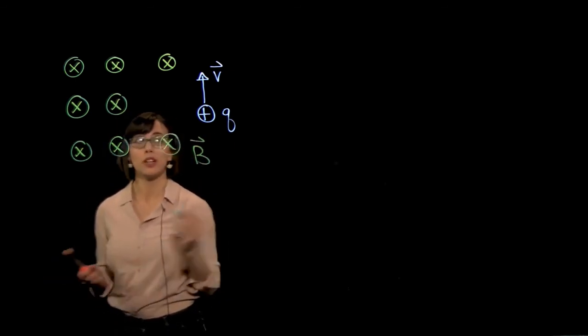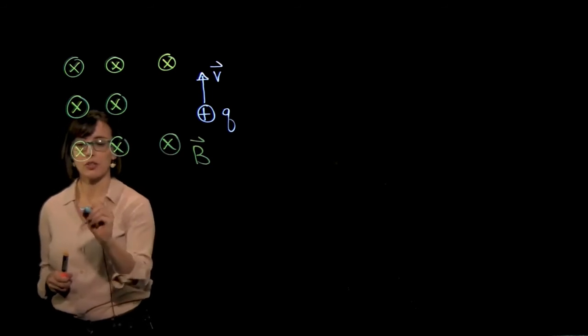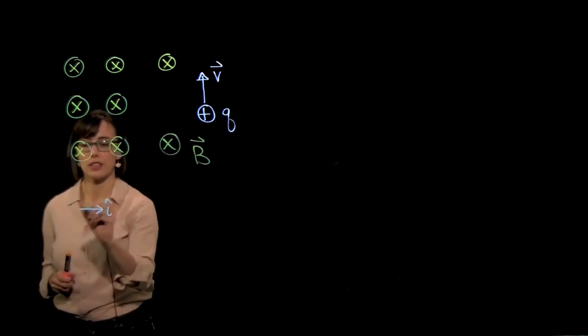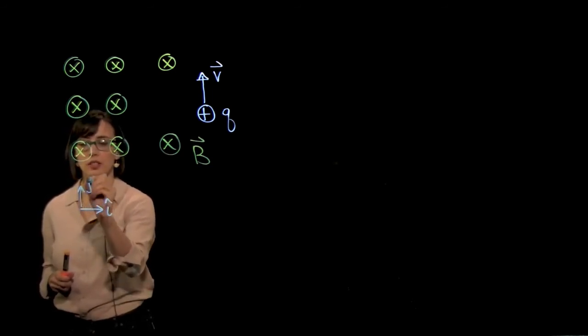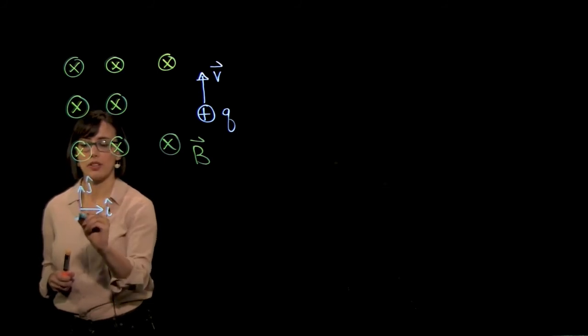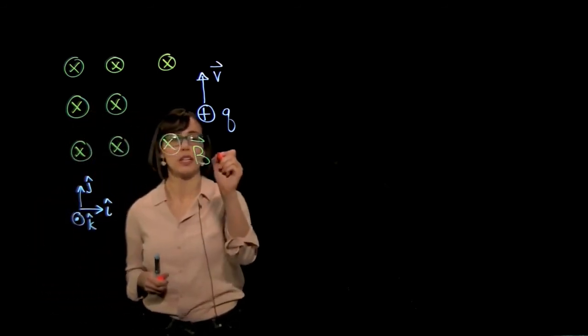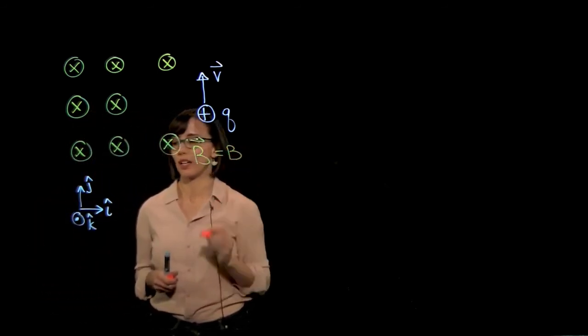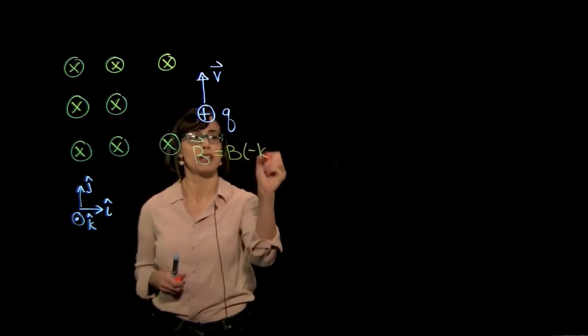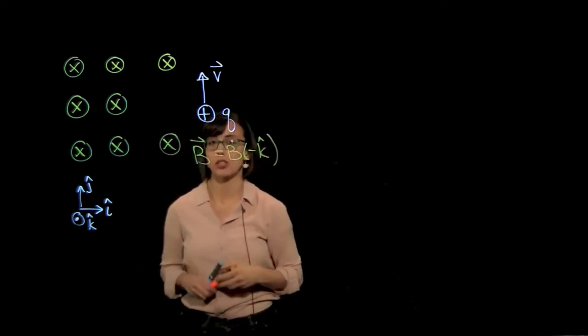Now in this problem we can define a coordinate system, and I'm going to use the coordinate system where i hat is there, j hat points up, and in this case k hat would be coming out of the board, which means that our magnetic field B is equal to the magnitude of the magnetic field, and it's in the minus k hat direction.